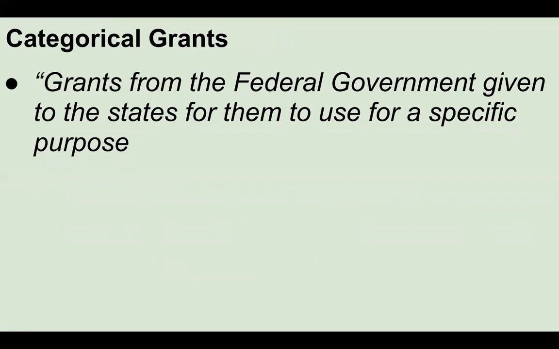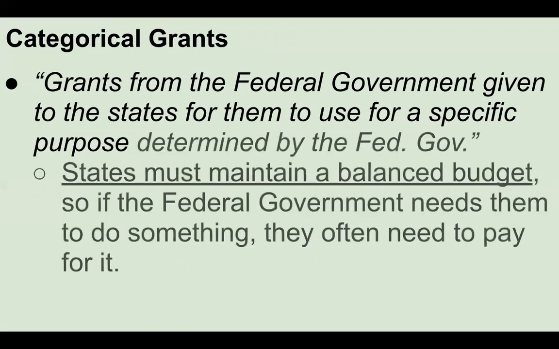Categorical grants are not as nice. Categorical grants are grants from the federal government that are given to the states for them to use for a specific purpose, and that purpose is determined by the federal government. So block grants are just a blank check. It's like, you did it, here's the money, spend it on whatever you want. Categorical grants are for a specific category, right? That's a way to remember that. So categorical grants are grants from the government that you have to use for a specific thing.